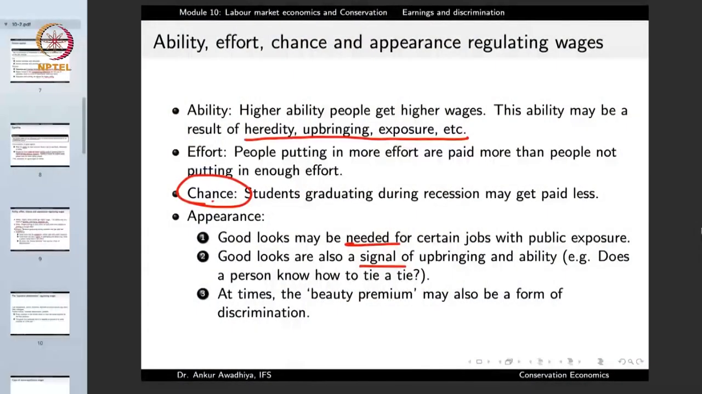So with these, people can make out certain deductions about the qualities that people might have, because you have an indication of the kind of upbringing this person has been through. So good looks might also be a signal. And in certain cases, the beauty premium may be just a form of discrimination. So ability, effort, chance, and appearance regulate the wages.